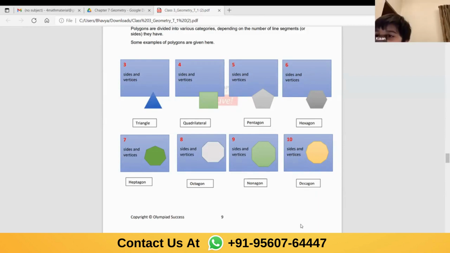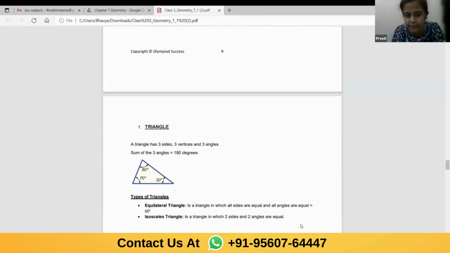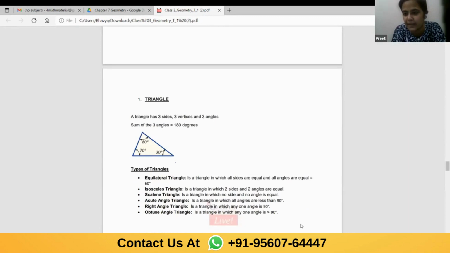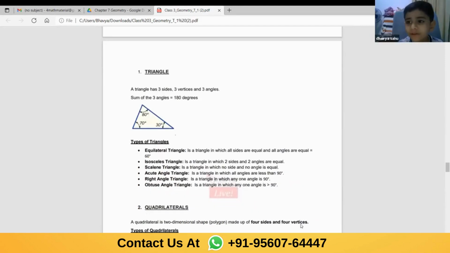Ma'am, I have one question. Yes, Kian. Is there a shape which does not have an equal number of corners and sides? There could be, Kian, but I'm not aware of any such shape at this point of time. It is mathematics, anything and everything is possible here. Maybe it will be using curved lines, not exact straight lines.